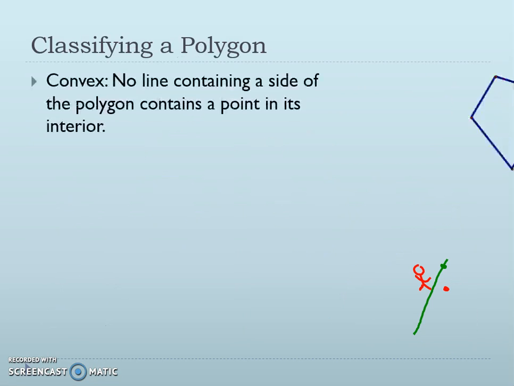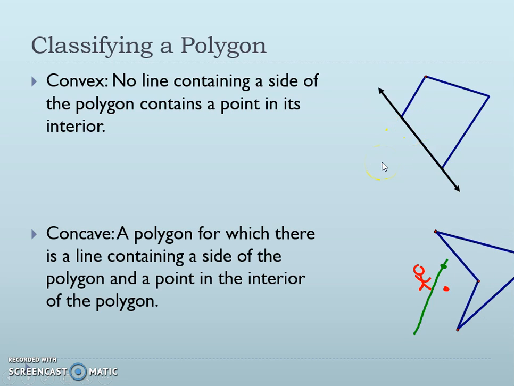So classifying a polygon, there are two types of polygon. Convex: a convex polygon is one where no line containing a side of the polygon contains a point in its interior. So everything is closed like this, and there is no line containing a side that contains a point in its interior. But concave is like caved in, like this.